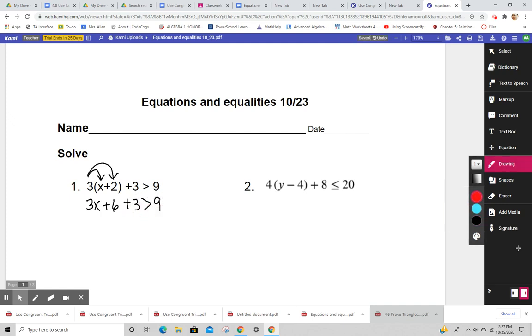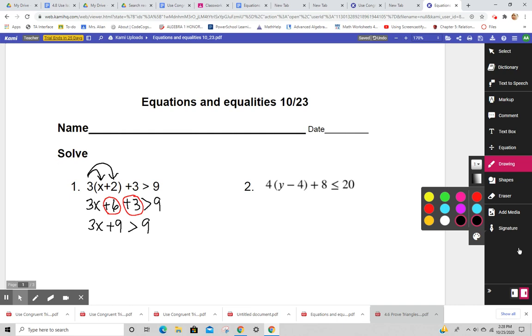Okay, this presents a case of combining like terms. You see right here we have a plus 6 and plus 3. So we need to combine those like terms first before we go to the next step. So this will give us 3x plus 9 when we combine those like terms is greater than 9.